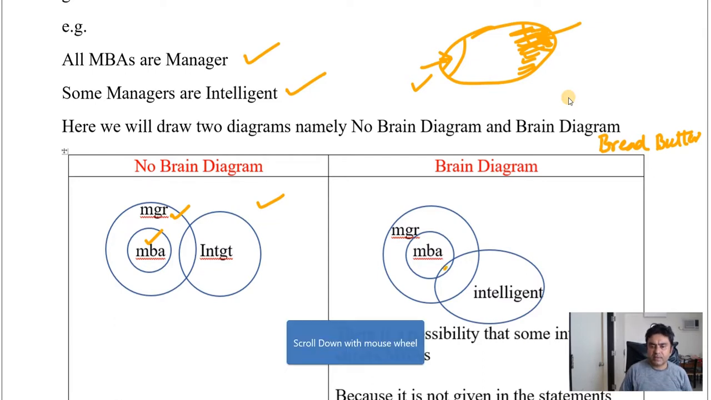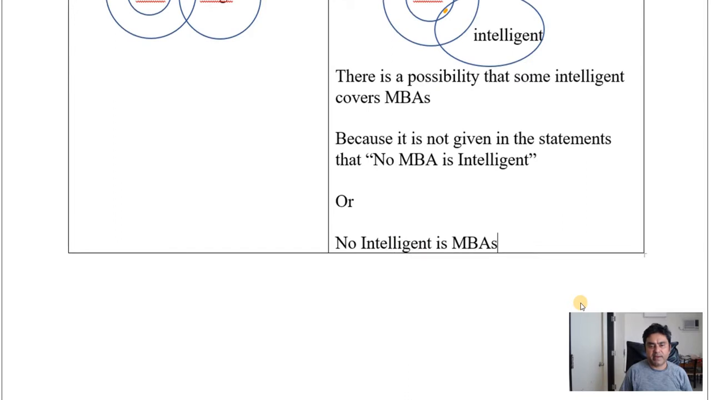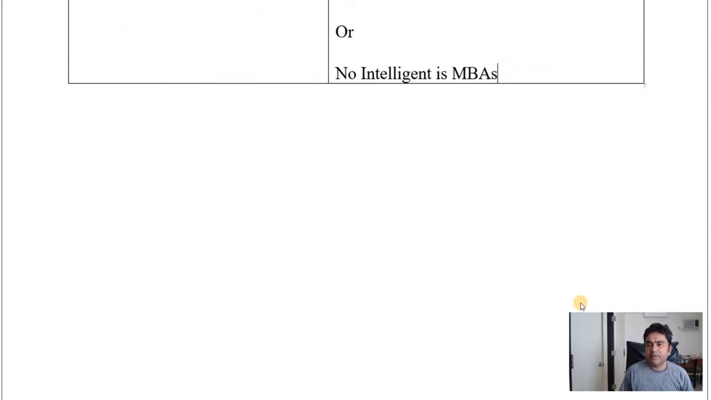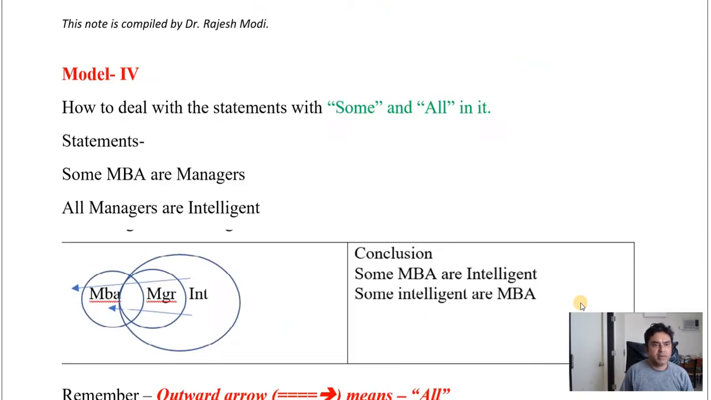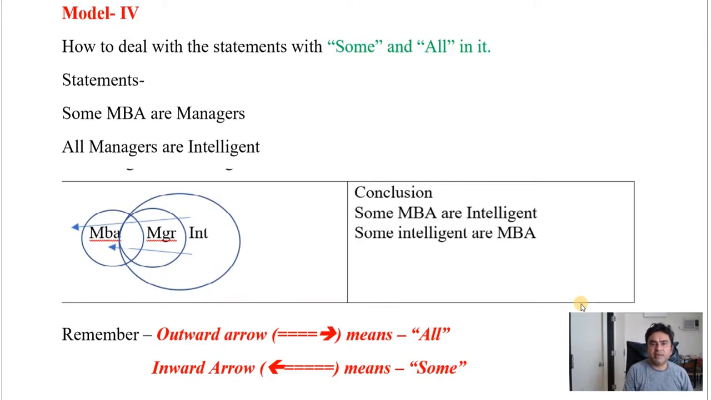So this is called a brain diagram, that you are well aware of if you remember the story of bread and butter. How to deal with the statement with some and all in it? So some MBA are manager. So this is MBA and this is manager. So this is the area that we are talking about. All managers are intelligent, and all managers means cover up the entire portion of the manager and then intelligent.